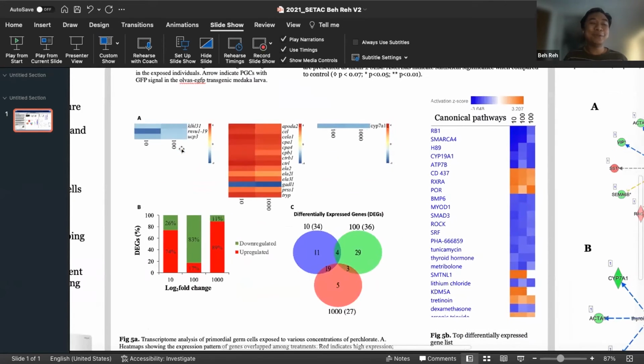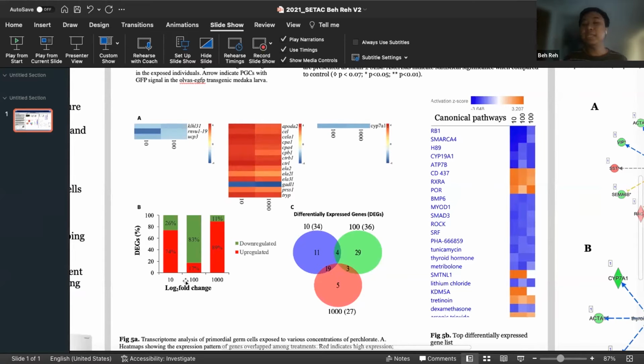And then when we did the RNA sequencing, or next generation sequencing, that provided insight into how it will affect the offspring or next generation. We found various genes, and we found that the 10 microgram per liter, the lowest concentration, and the 1,000 microgram per liter, the highest concentration, have a similar profile. Because usually the highest concentration causes an increase or decrease significantly.